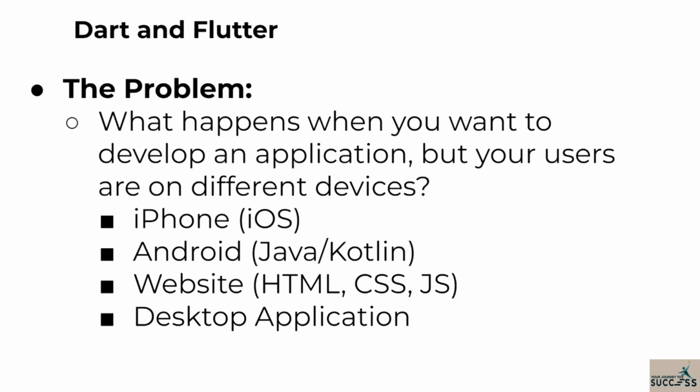For example, let's say you have a great new company idea, maybe something like a ride sharing application using mobile phones, but then you realize your users could be on different devices. So some of your users are going to be on iPhone, which means you need to learn how to develop for iOS using something like the Swift programming language. And you also have users running Android phones. That means you need to learn how to do things like develop with Java or Kotlin.